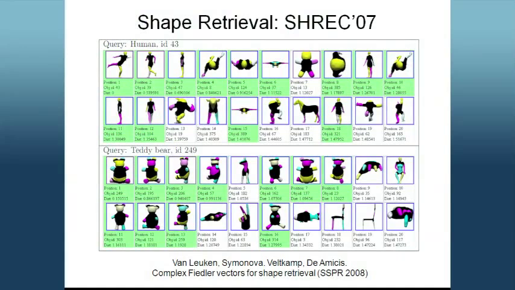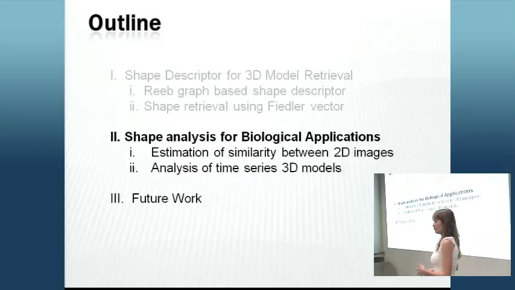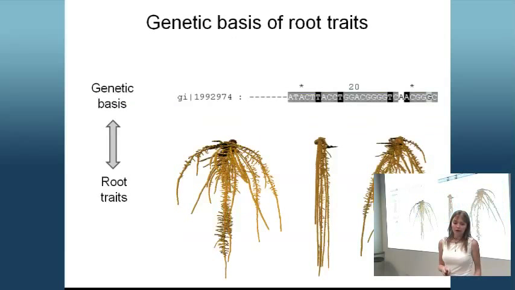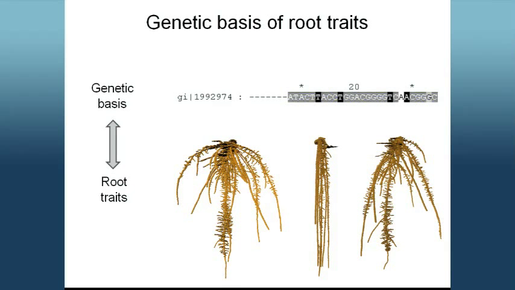So now I would like to switch gears a little bit. The rest of my talk will be dedicated to the project on which I'm working currently at Georgia Tech. The goal of this project is to understand the genetic basis of root traits. And what it means exactly is that we would like to map gene expression, or genotype, to phenotype.